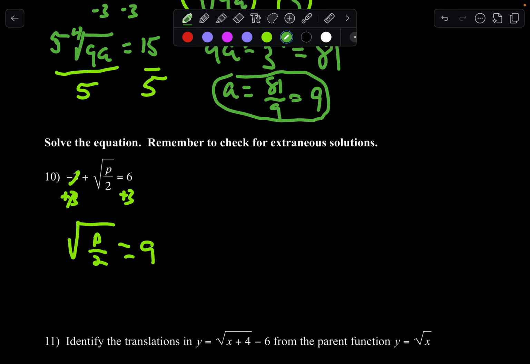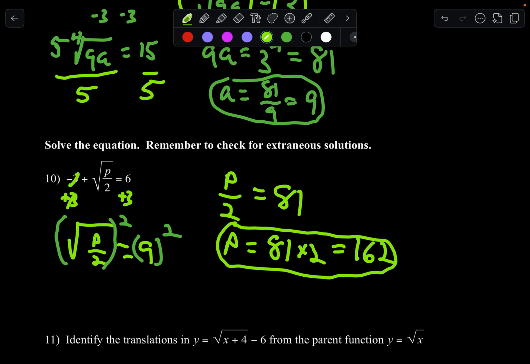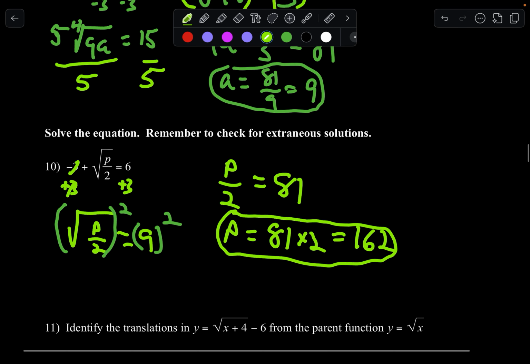Then we have to get rid of the square root. What's the opposite of square rooting? We take the square. All right, and then we get p over 2 equals 81, because that's what 9 squared is. Now we're dividing p by 2, so to undo division, we are going to multiply. So p equals 81 times 2, which is 162, and that's the answer. All right, 2 times 80 is 160, 2 times 1 is 2, yeah, it's 162.